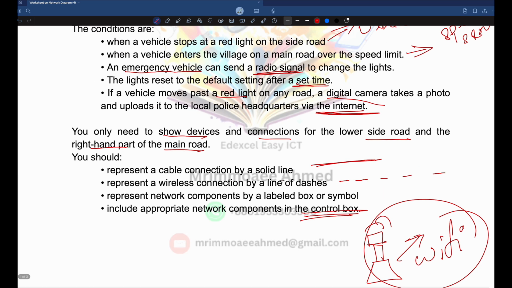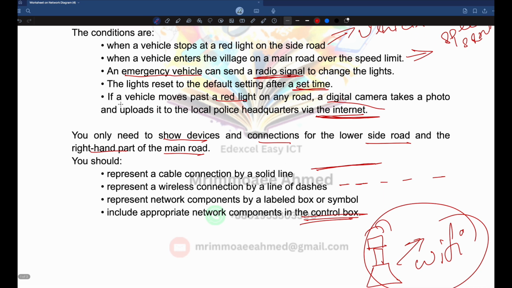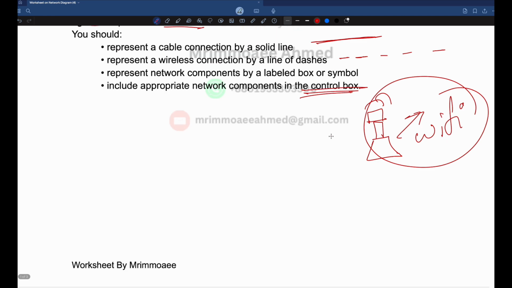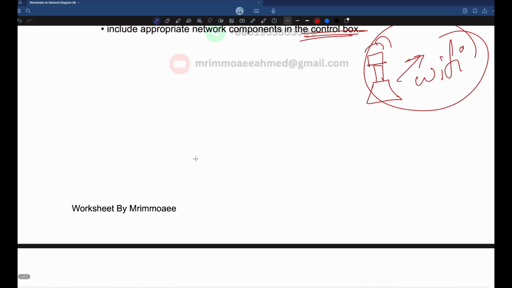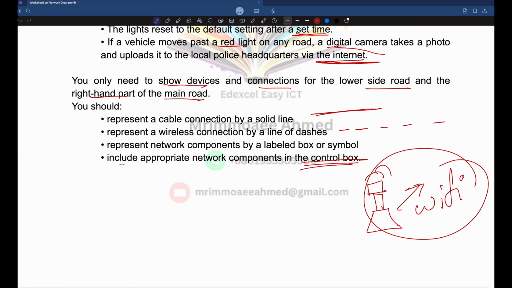Then they mentioned that if a vehicle passes a red light, there must be a digital camera. So suppose that here there will be a camera, right? So you can write here, mention here, a digital camera. Okay, so here there will be a digital camera. Then we will think about the control box. So they say to include appropriate network components in the control box.